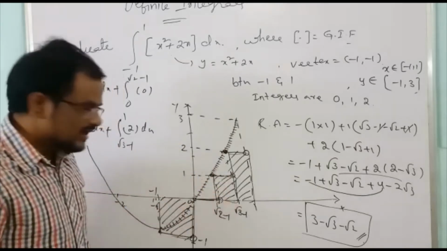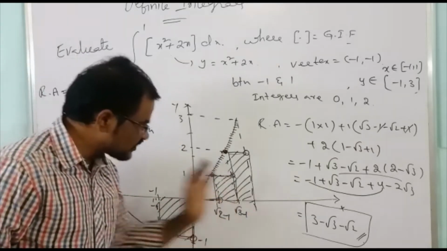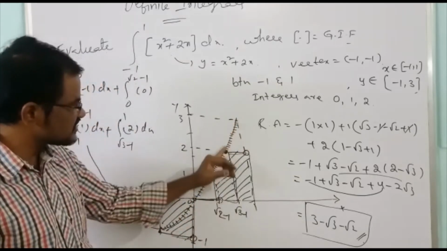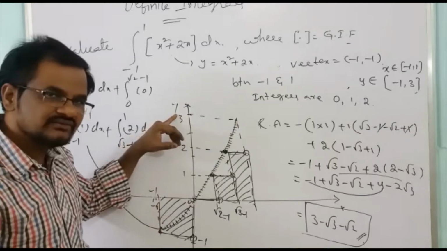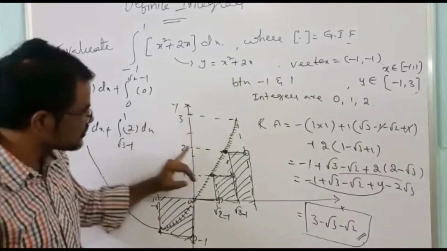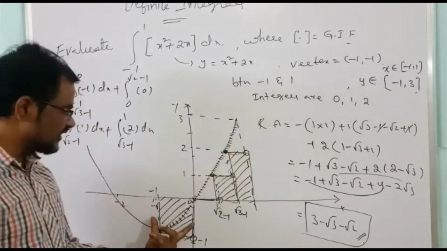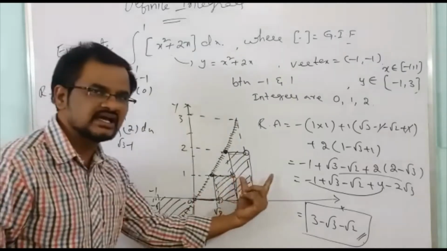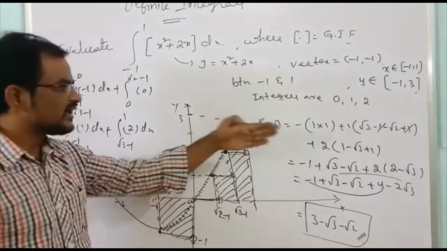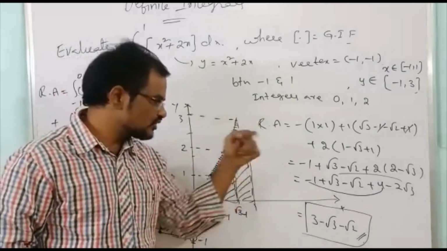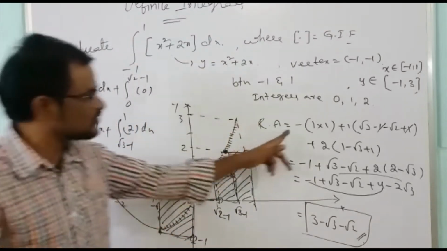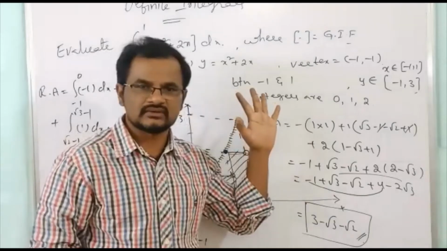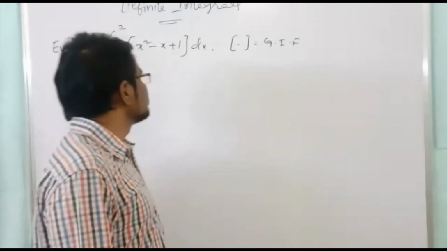Next, the x value is root 3 minus 1 to 1, the graph exists, so the y value varies from 2 to 3. So the greatest integer of a value between 2 to 3 is 2. So our required area is this rectangle and this rectangle. That is our required area. For that you should not forget that here this area is below the x-axis, so that's why you have to take minus. Okay.